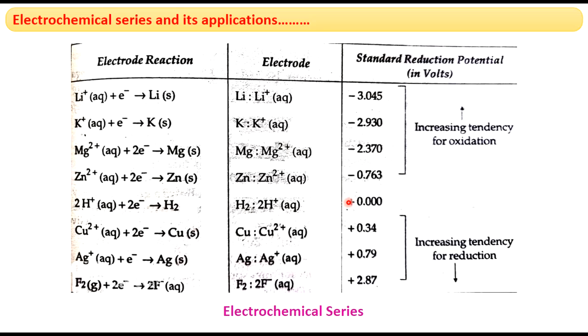This is the electrochemical series, and we can see that from top to bottom, the tendency for reduction increases. Lithium will be reduced with great difficulty, then somewhat less for potassium, then somewhat less for magnesium, for zinc, like this. So reducing tendency increases from top to bottom, and oxidizing tendency increases from bottom to top.